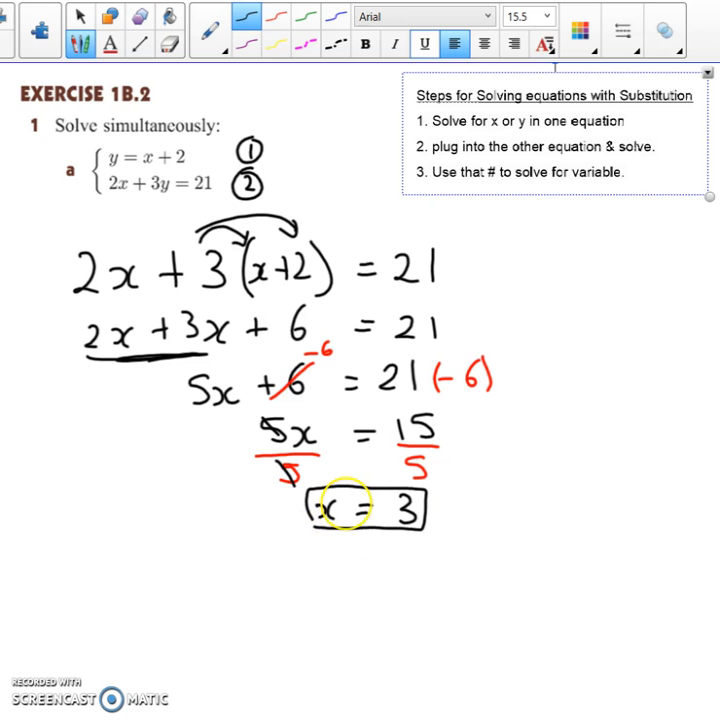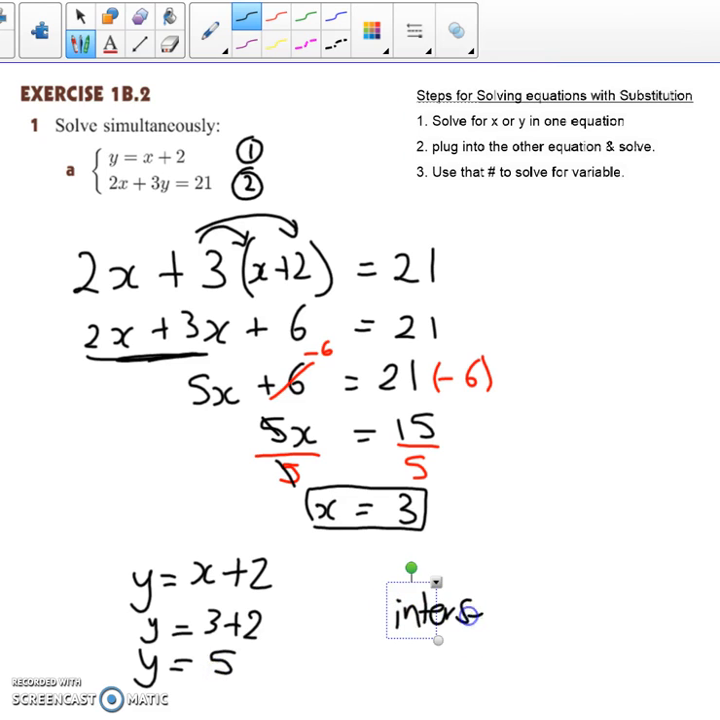So what we can do with that then is plug that back into part 1. When we had y is equal to x plus 2, we can now plug in the 3 instead of x. So you've got 3 plus 2, leaving you with y is equal to 5. So we've now got our intersection of 3 on x, 5 on y. If we were to do that graphically like we've done previously, we'd get the same result, but we've just done it in a different way now, by substituting one into the other.